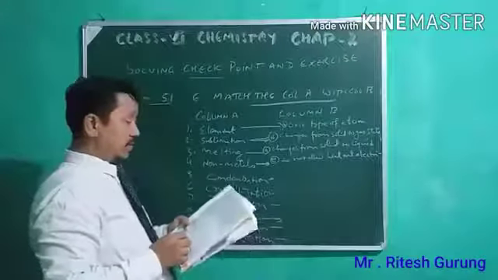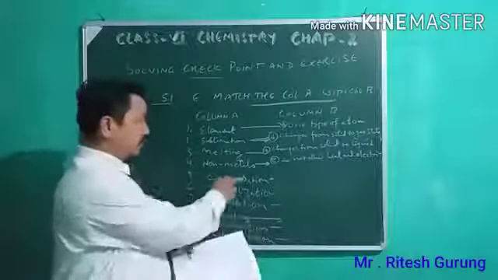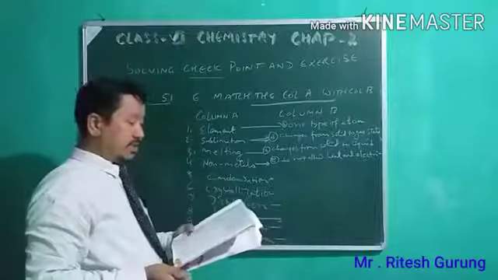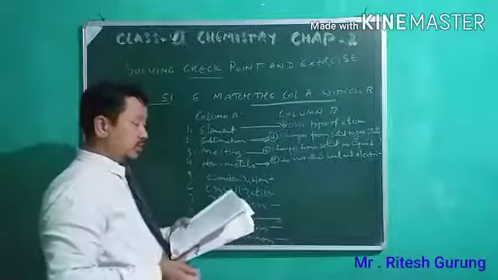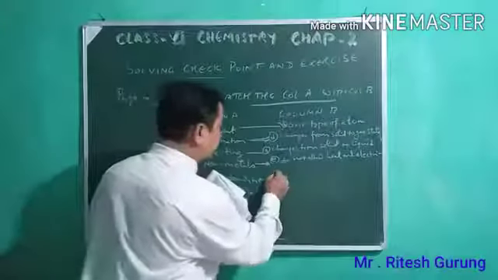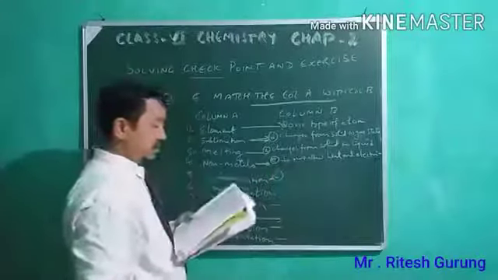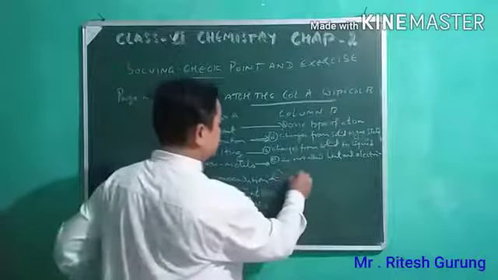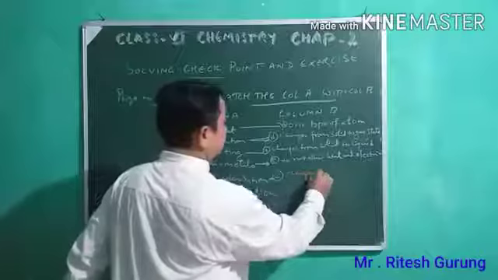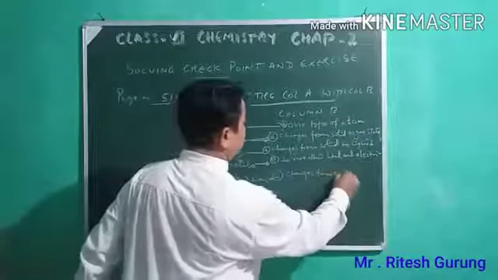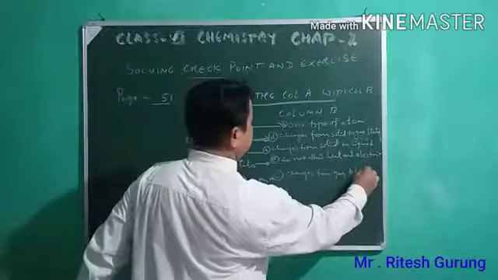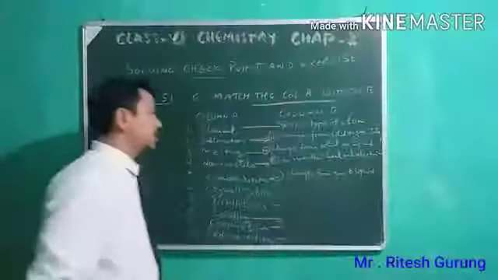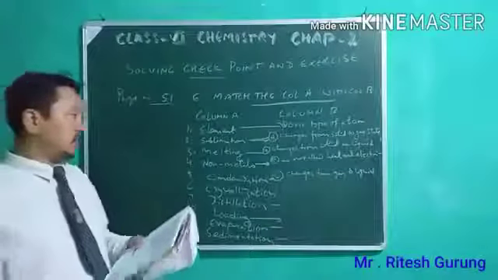Number 5, condensation, matching with changes from gas to liquid, that is option number C. Option number C, changes from gas to liquid. Alright, changes from gas to liquid.